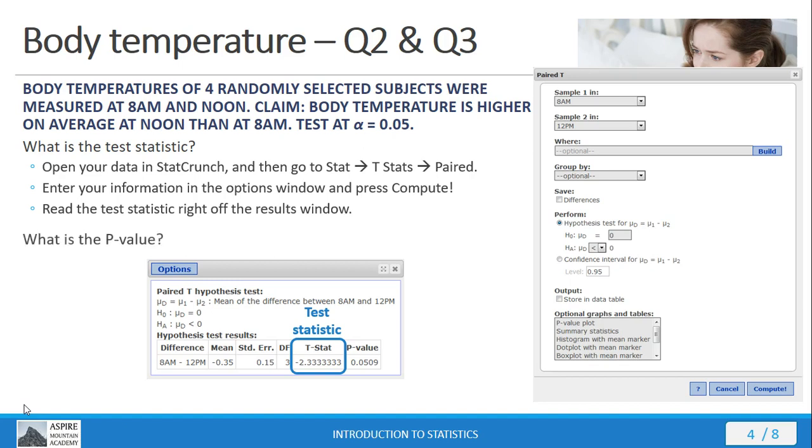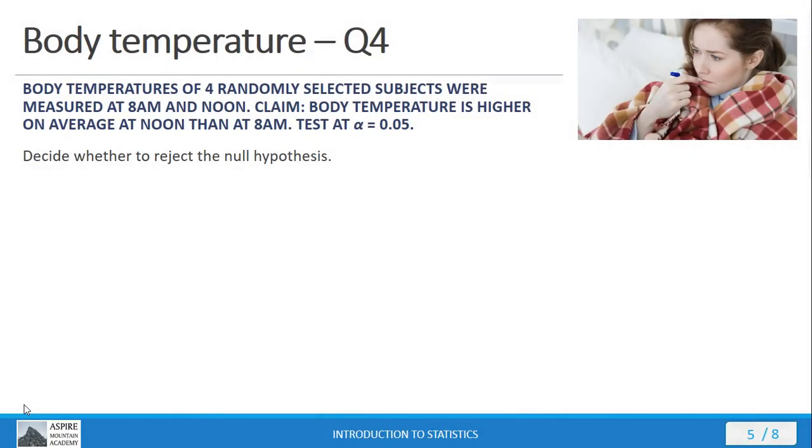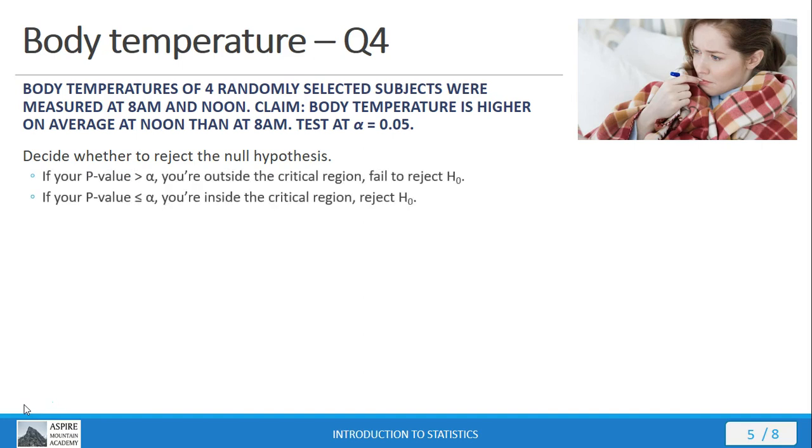P-value is always the last value listed there, so it's right next door to the test statistic, as we've seen previously. Are we going to reject or fail to reject the null hypothesis? Well, are we inside or outside that critical region, that region of rejection? If we're outside, we fail to reject. If we're inside, we reject.